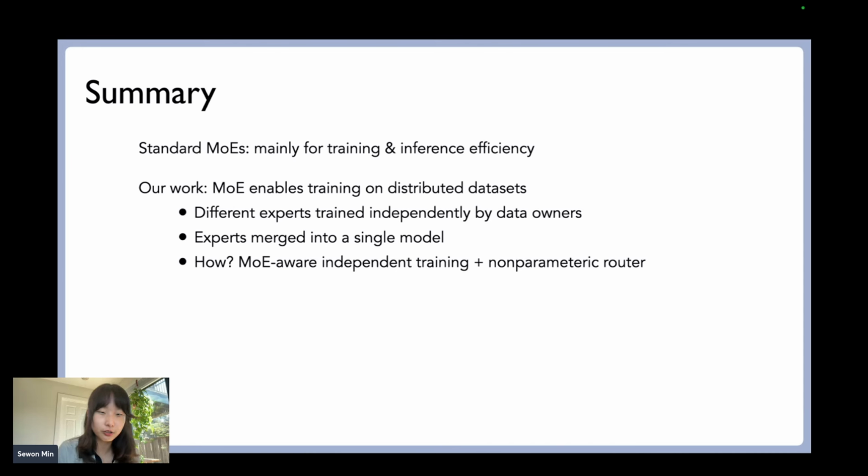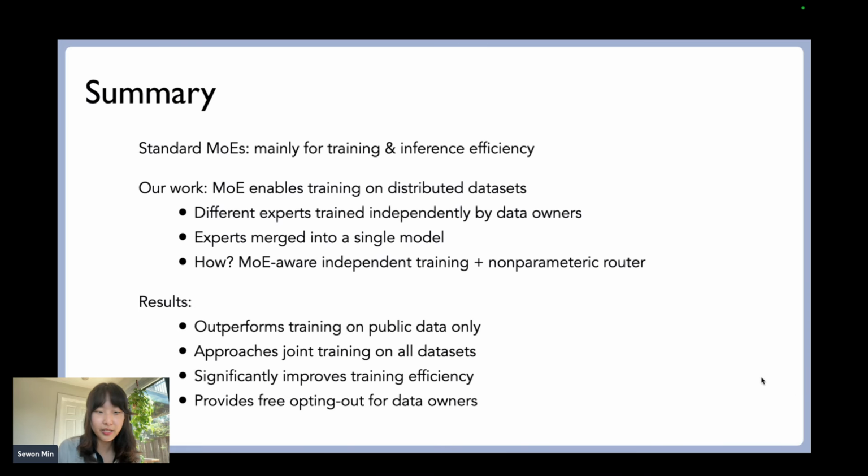I mentioned a few challenges, and the way we address them is MoE-aware independent training, where each model is trained using the public model as an anchor model so that they know how to coordinate, as well as the non-parametric router, where we decompose the router into a few vectors that can be trained independently. We also show results where our model can significantly outperform training on public data only, because it's making use of these additional data sets that we could not have used otherwise.